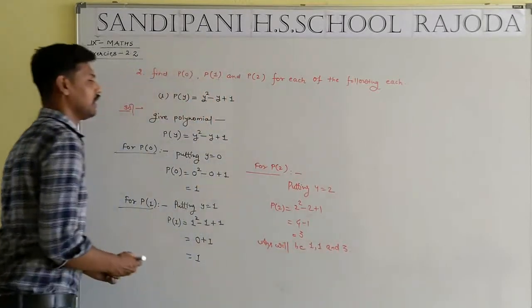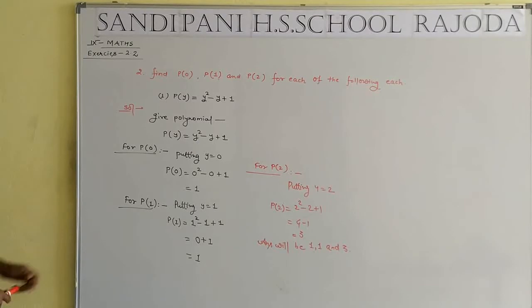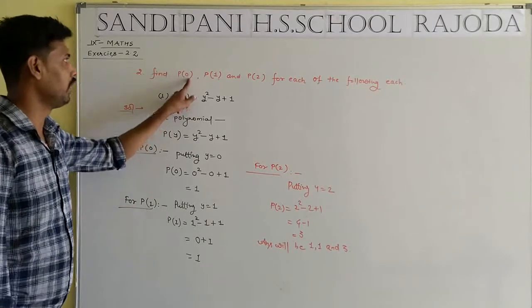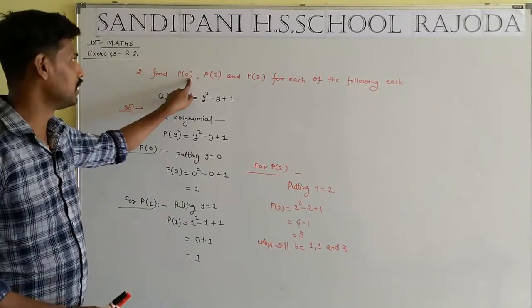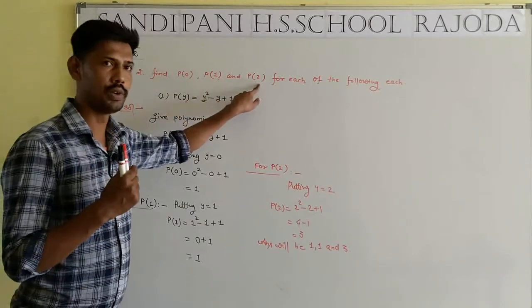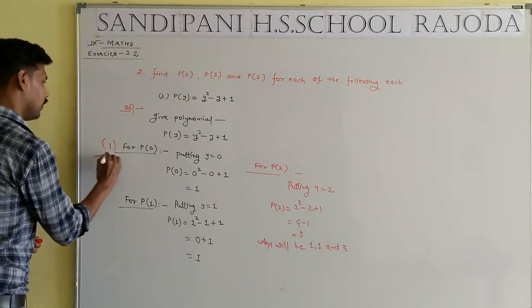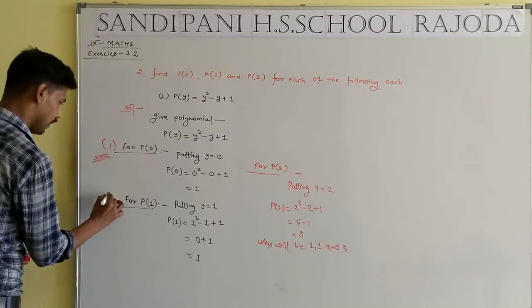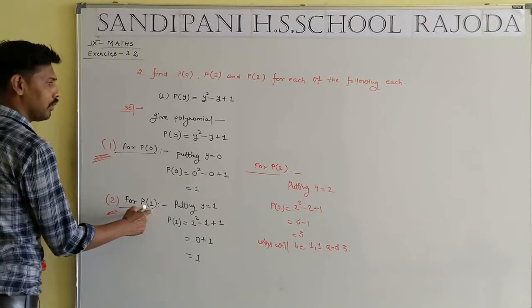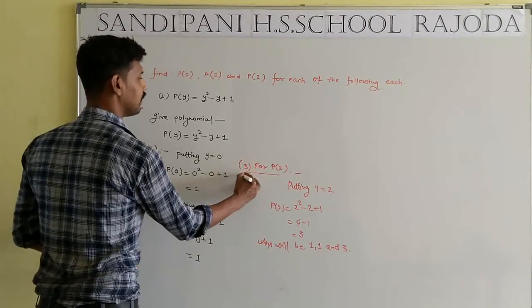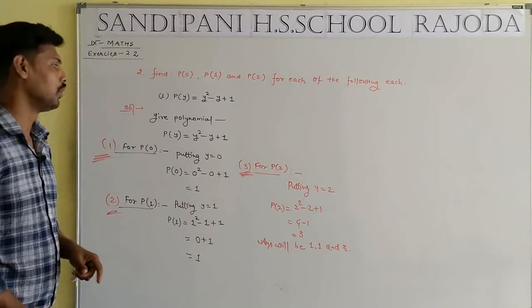I recall the question. What is the demand of the question? P(0), P(1), P(2). That means simply in the polynomial, firstly we put y equal to 0, then y equal to 1, then y equal to 2. Case number 1, putting y equal to 0. Case number 2, putting y equal to 1, and finally in case number 3, putting y equal to 2.